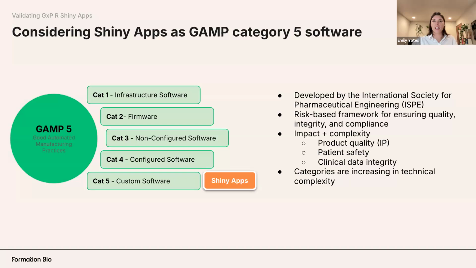So GAMP's whole thing is that its risk-based approach is based on impact and also on complexity. The impact in our case, we can think of as impact to product quality, to patient safety, and to clinical data integrity. A lot of the use cases that we are thinking about are incredibly high impact. And the other input here is complexity of the system, shown by the categories on the slide here, 1 being the least complex and 5 being the most complex.